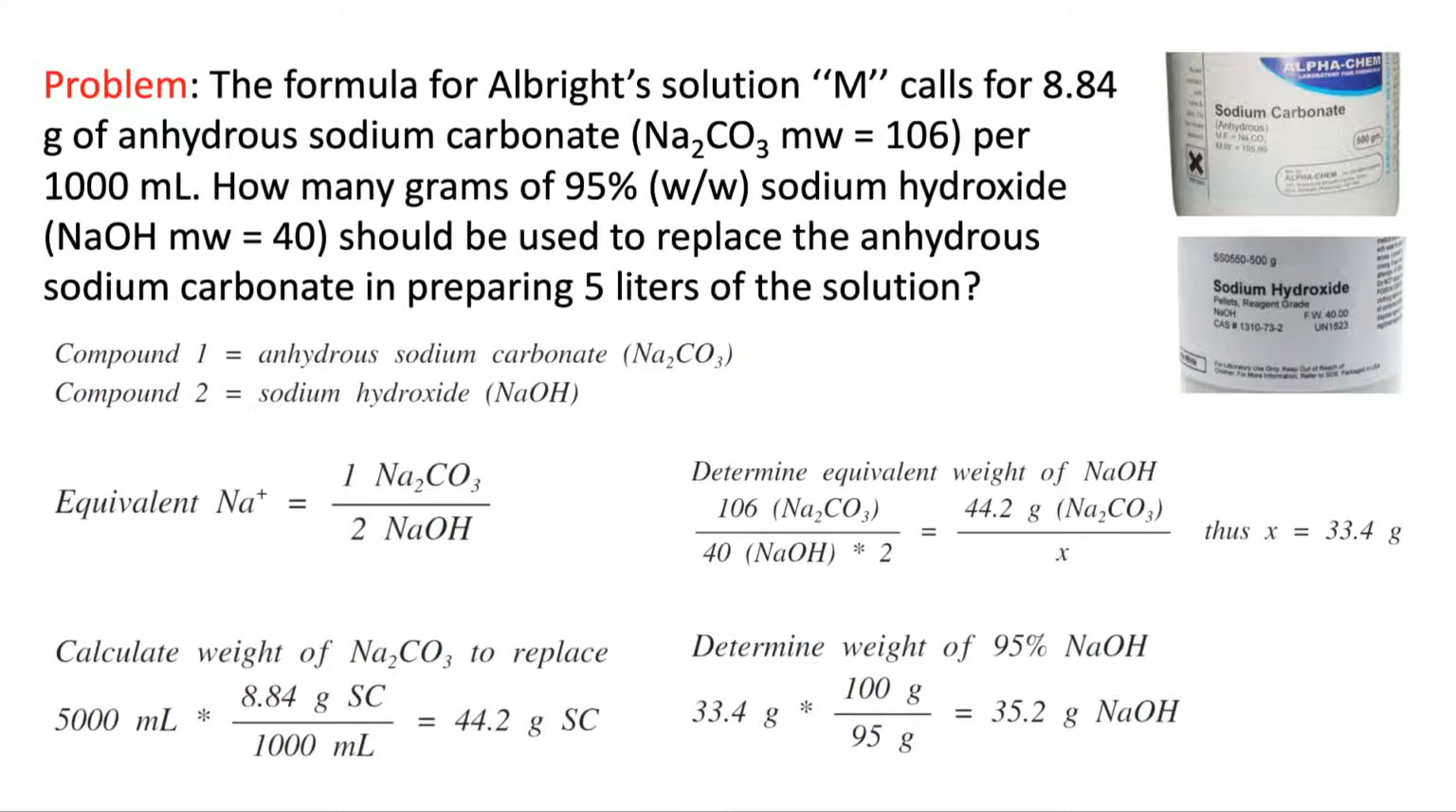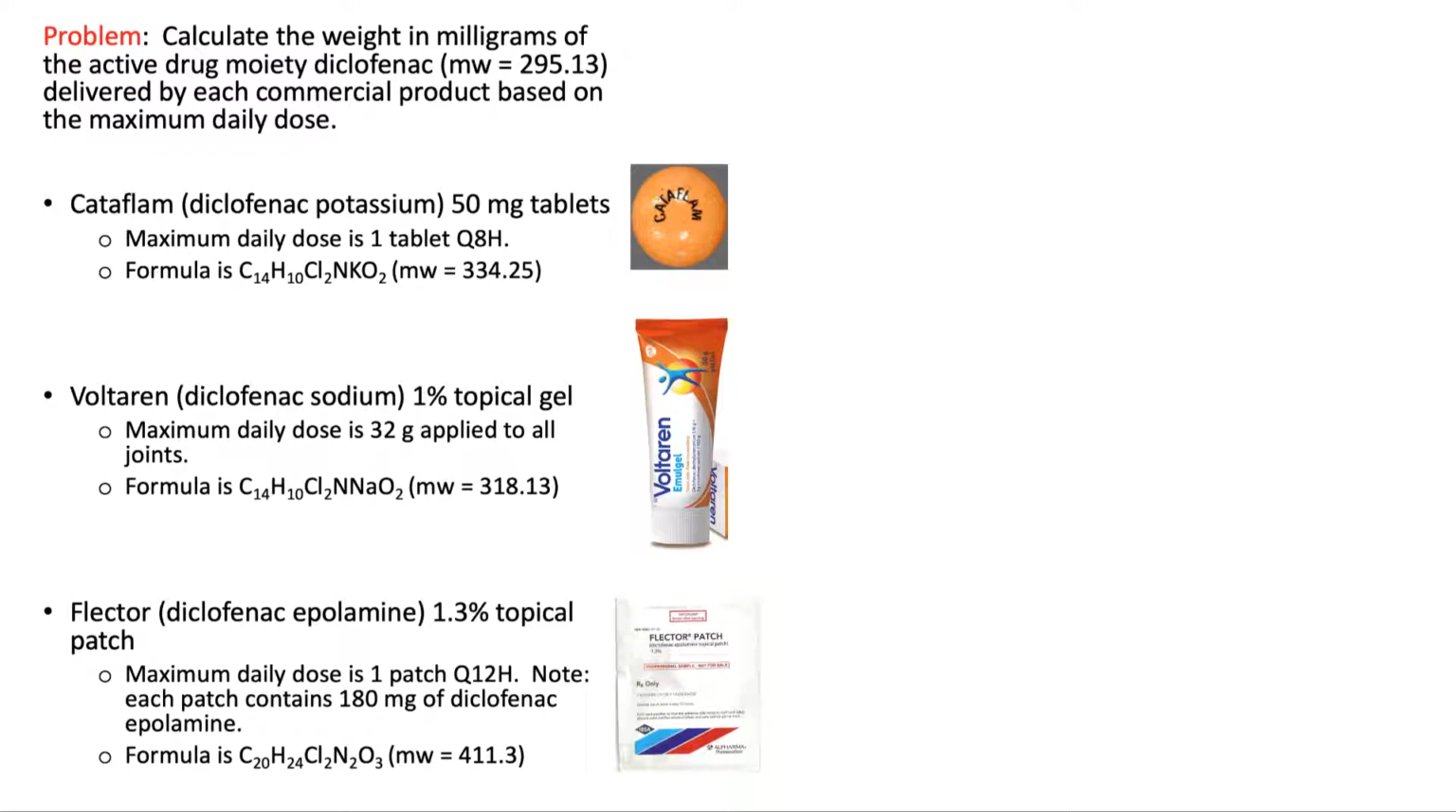It goes to show all the permutations that can occur, but in the end, a key step was determining the actual weight of the sodium hydroxide equivalent to the sodium carbonate, and there we had to use both the molecular weights and the equivalent amount of sodium from the two different molecules to get the right number. All right, let's move on to our next question.